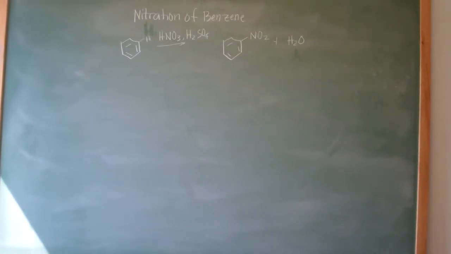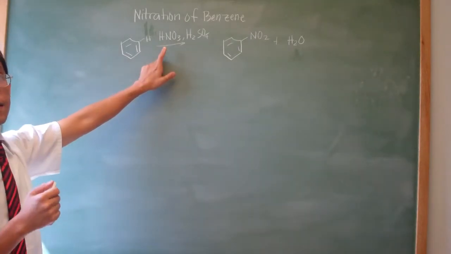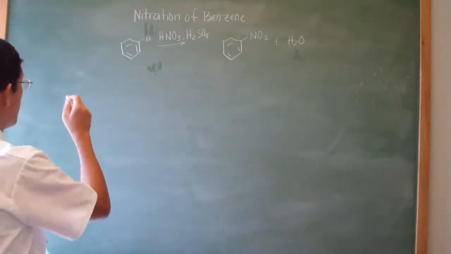Show the mechanism for the nitration of benzene. So nitration means that we're going to have to use nitric acid, HNO3, and sulfuric acid, H2SO4. Alright, step 1.